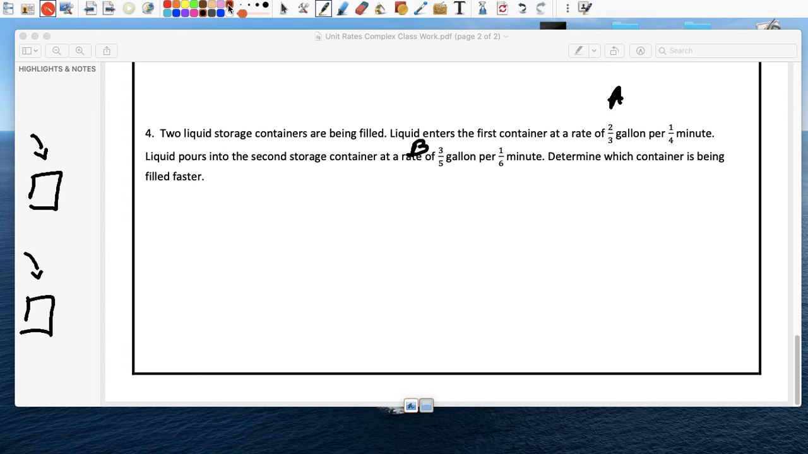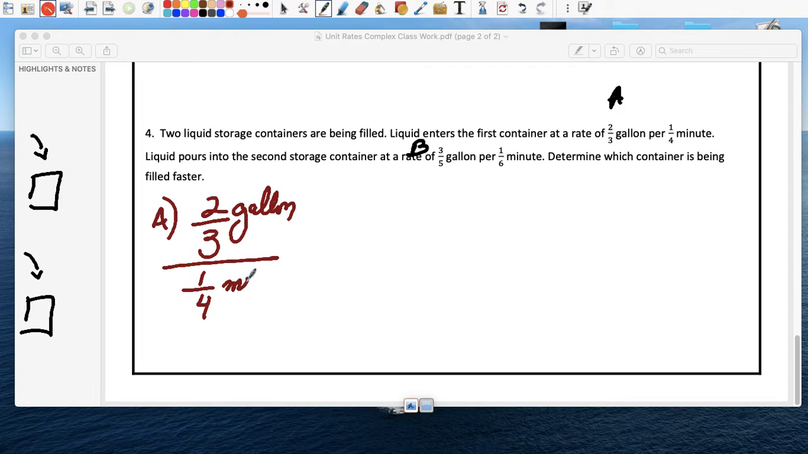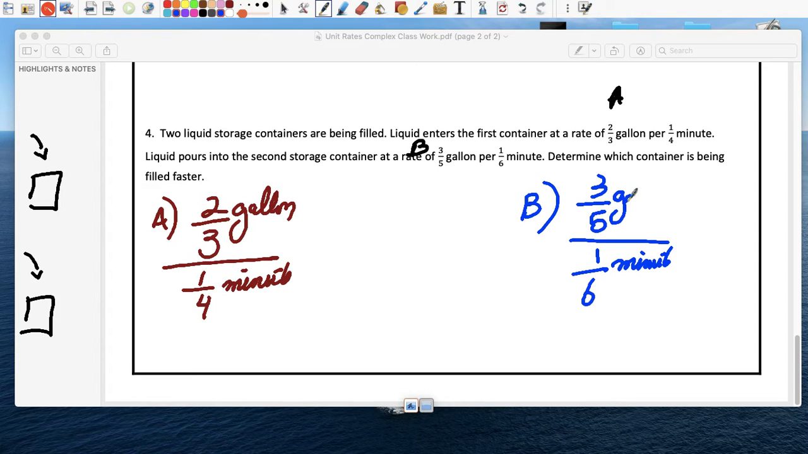So container A, es 2/3 de galones a cada 1/4 de minuto. In 1/4 of a minute, llena 2/3 de galones. Entra 2/3 de galones. Container B, en 1/6 de un minuto, entra 3/5 de galones de agua. So, ¿cuál va a llenar más rápido?